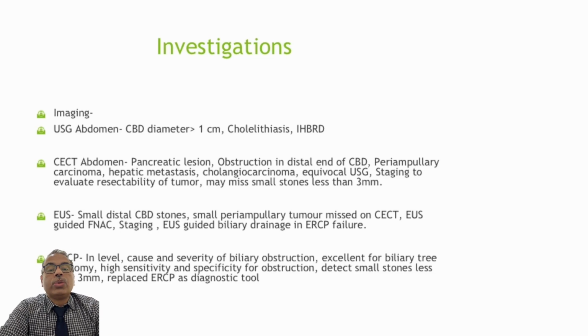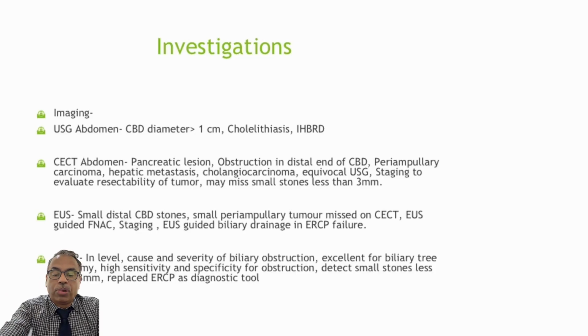Endoscopic ultrasound, or EUS, is also one of the important tools for evaluating a patient of obstructive jaundice, especially for small distal CBD stones which may be missed on CECT abdomen, and small periampullary tumors which again may be missed on CECT abdomen. You can also do endoscopic ultrasound guided biopsy of the periampullary tumor, which can be helpful in staging. We can also do an endoscopic ultrasound guided biliary drainage, especially where ERCP fails. ERCP is endoscopic retrograde cholangiopancreatography, which we will see subsequently.